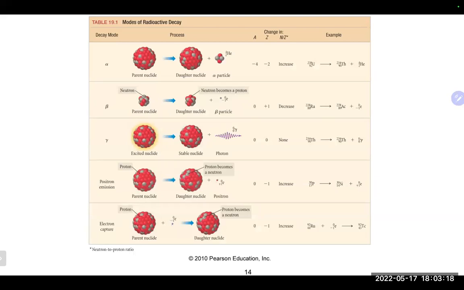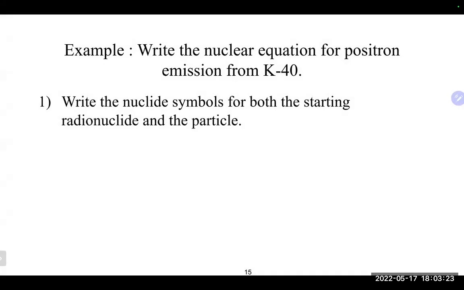Here's just a table, and you have a similar one in your book, of all the reactions that we just talked about. So why don't you try this one? Write the nuclear equation for the positron emission of potassium 40. Okay, let's take a look.